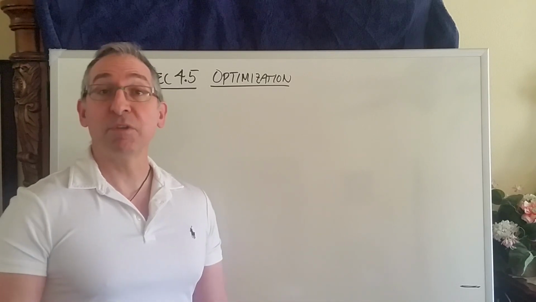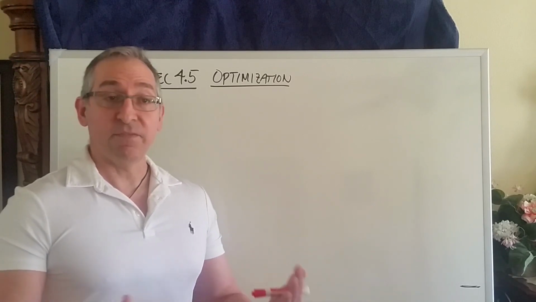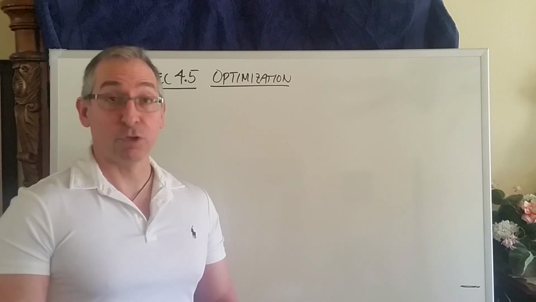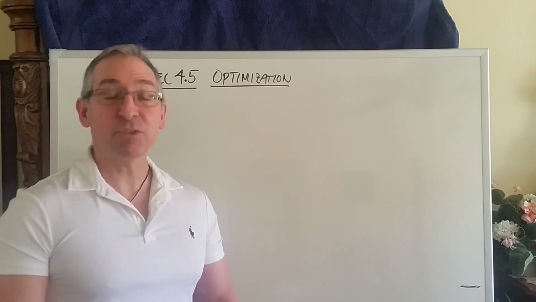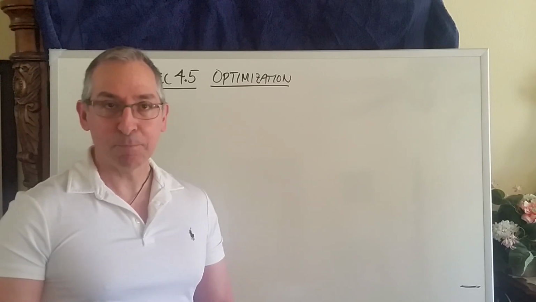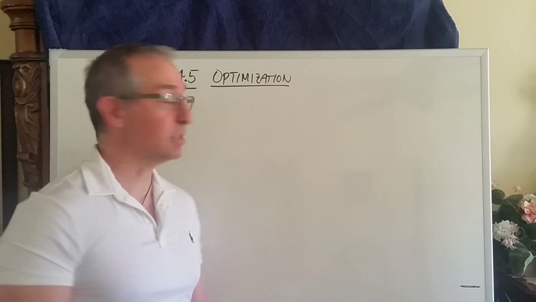How do you find maximums and minimums of functions? We find the domain for the function. We look for critical numbers. We do sign diagrams. All that stuff still applies, okay? Let me show you what I'm talking about. Here's an example, okay?